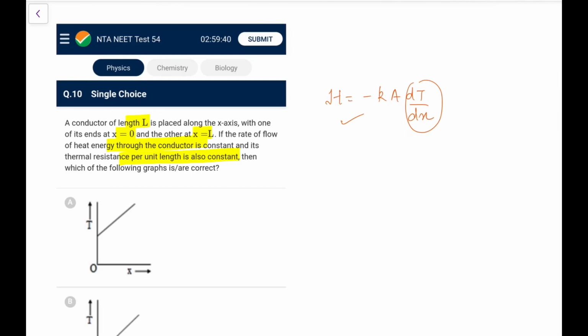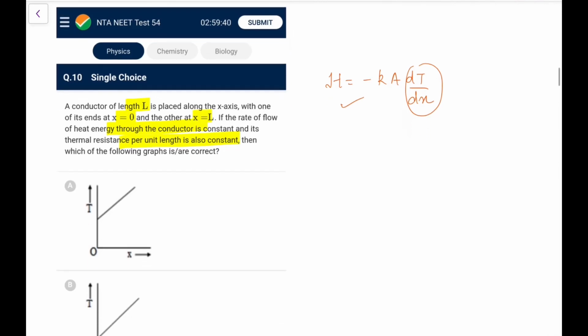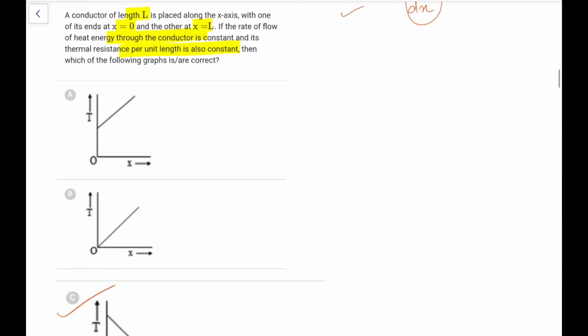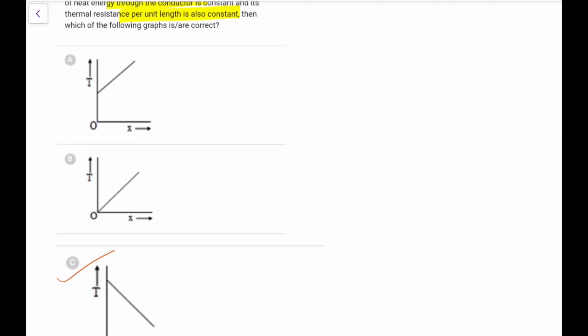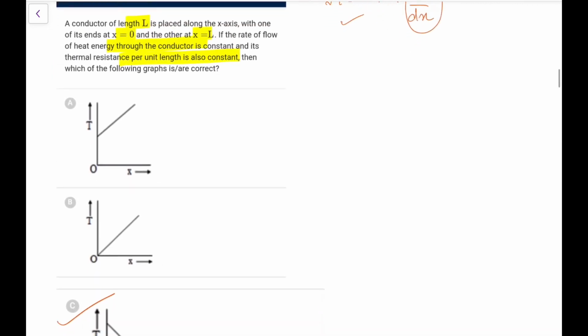If we are assuming heat flows from 0 to L, if it flows from L to 0, then the temperature will increase from 0 to L. So going by the normal convention, this is the sort of curve we usually get.